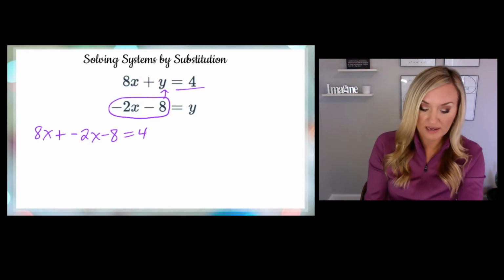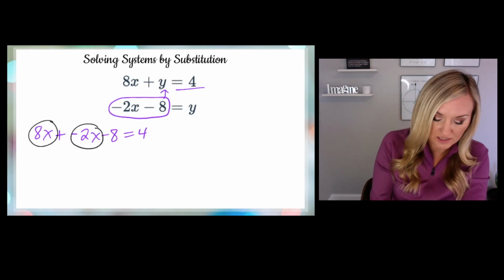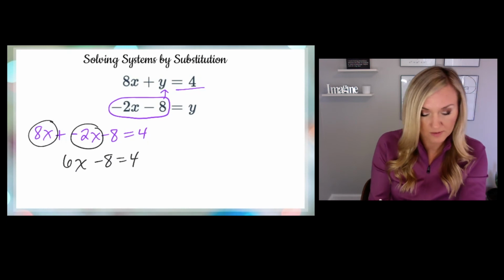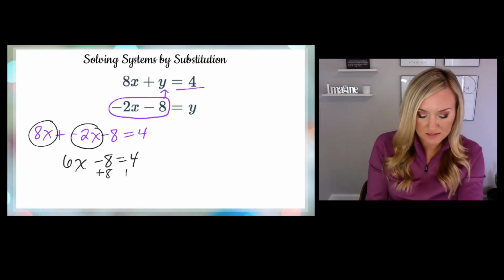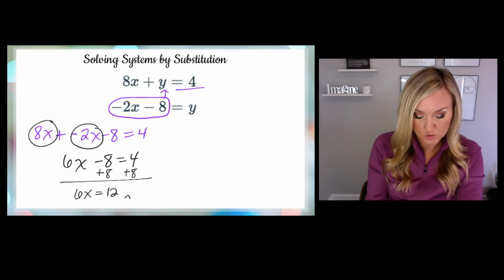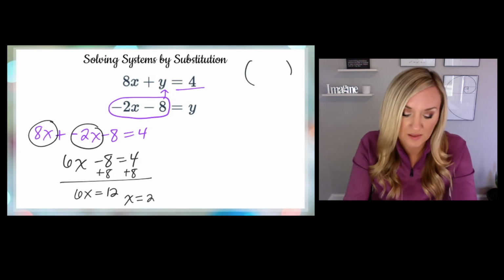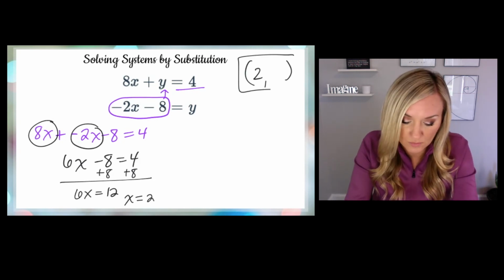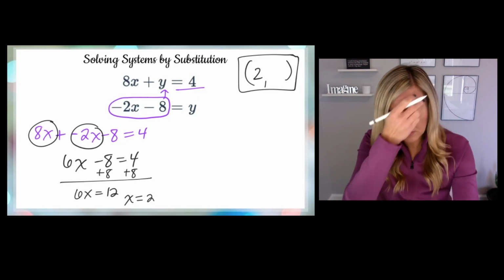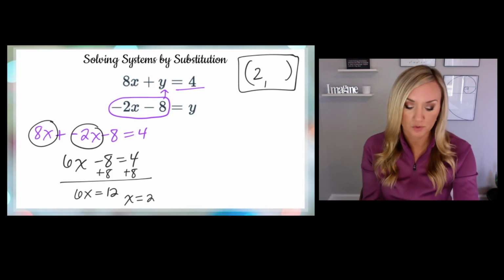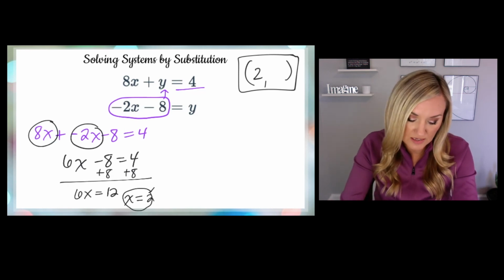All right, let's go ahead and solve for x. I have like terms, which is going to give me 6x minus 8 equals 4. We're going to go ahead and add 8 to the other side. And we have 6x equals 12. Therefore, when we divide by 6, x is going to give us 2. So let's go ahead and write our coordinate point for our answer, 2. And I'm going to go ahead and plug 2 into the second equation here.